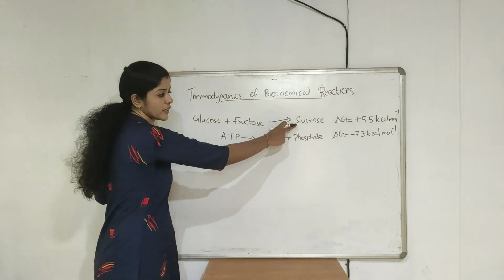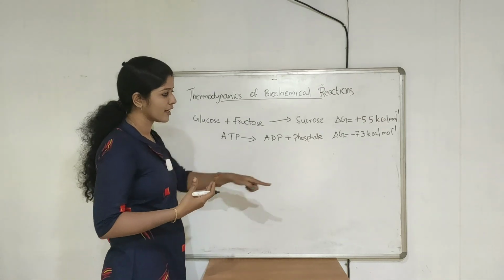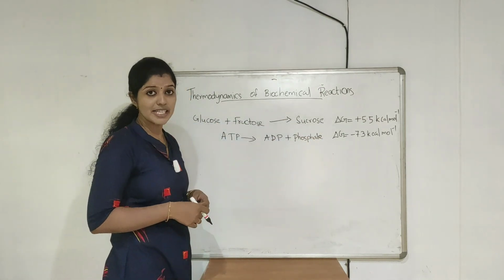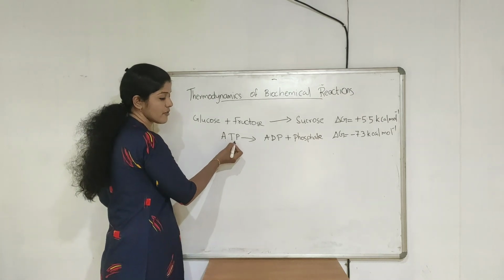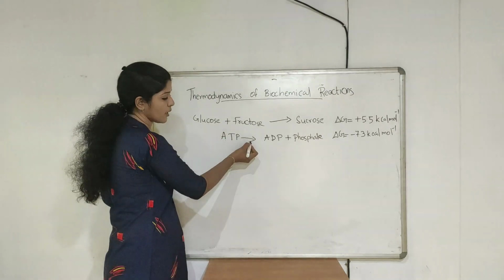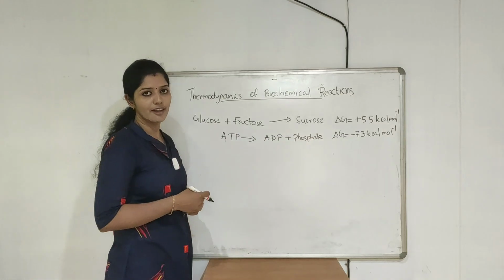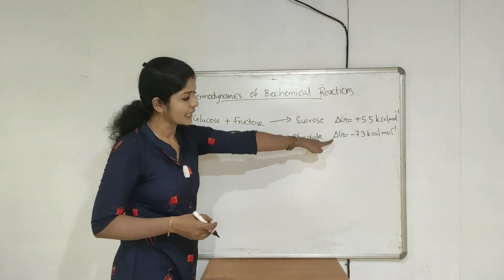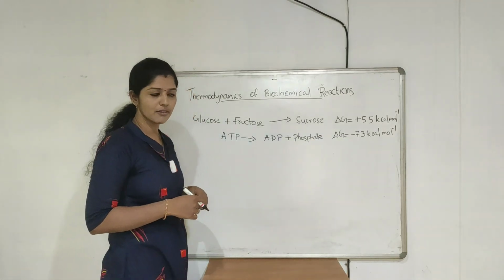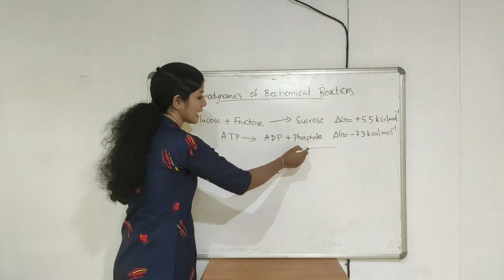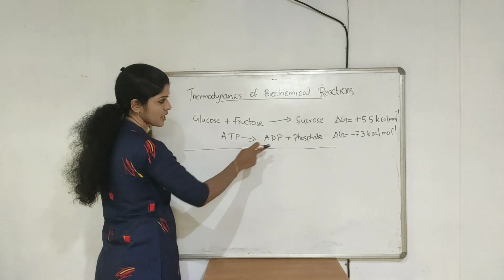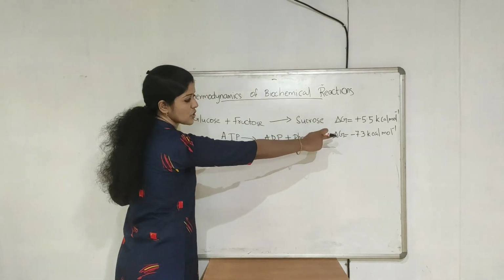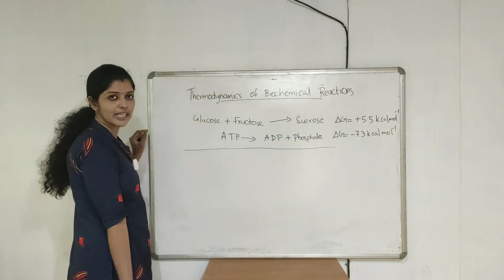Glucose plus fructose gives sucrose. We know that for that, delta G is plus 5.5. Now ATP, adenosine triphosphate, will decompose to give ADP and phosphate, and for that delta G is minus 7.3. So what we will do? We will couple these two reactions, one having a positive delta G value and another having a negative delta G value.